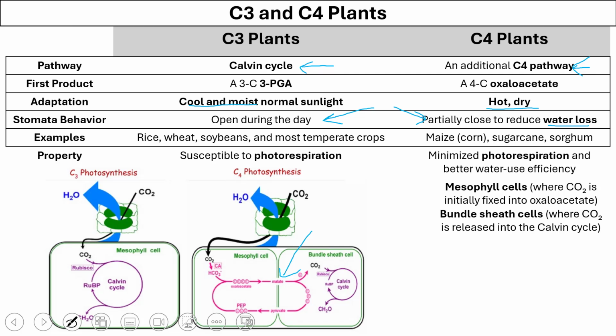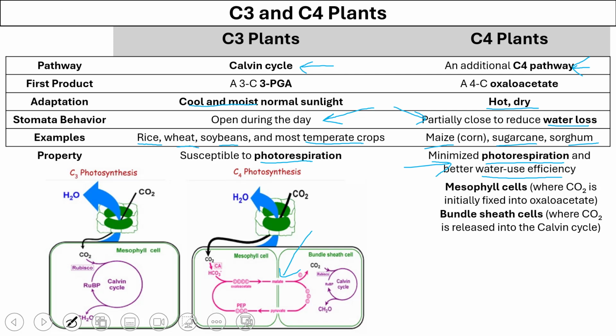C3 plants are the plants growing in temperate areas like rice, wheat, or soybean. And the example of C4 plants is maize, sugarcane, sorghum. In C3 plants, photorespiration occurs almost simultaneously with photosynthesis, and we know that in the process of respiration, the water is lost. Whereas with C4 plants, the photorespiration is minimized because the plants want to reduce the loss of water.